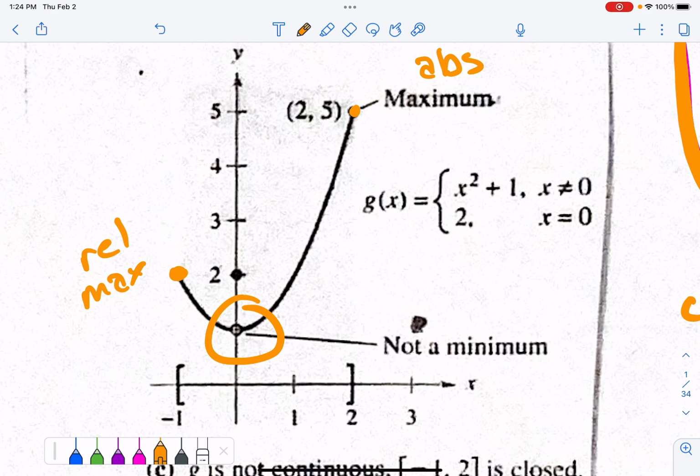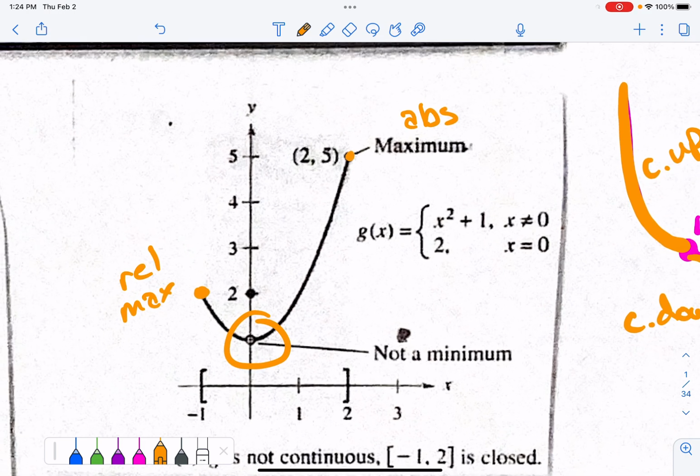Wait, that's what I was asking before. If that's there, why is that not a minimum? Because it's less than that, and that's not a point. Why isn't that a minimum? Because it's a high point relative to all the other points around it. So relative to the ones that are right next to it, it's up. Okay? All right, moving on.